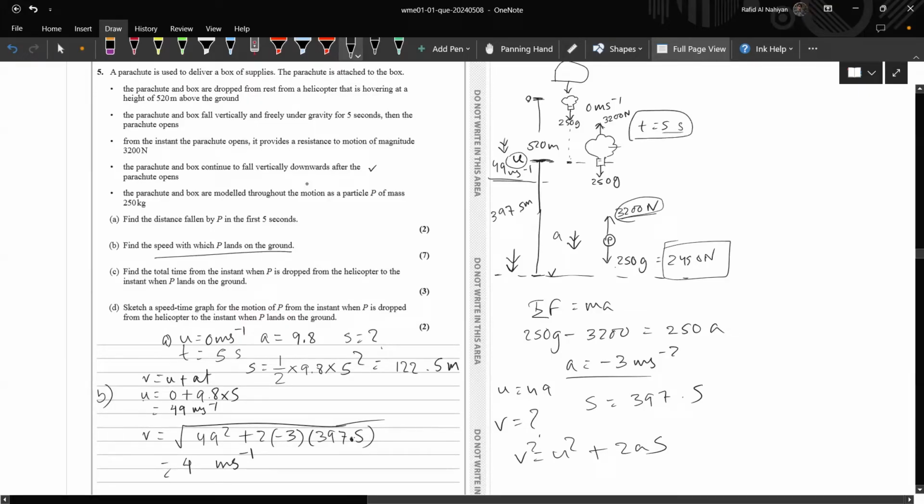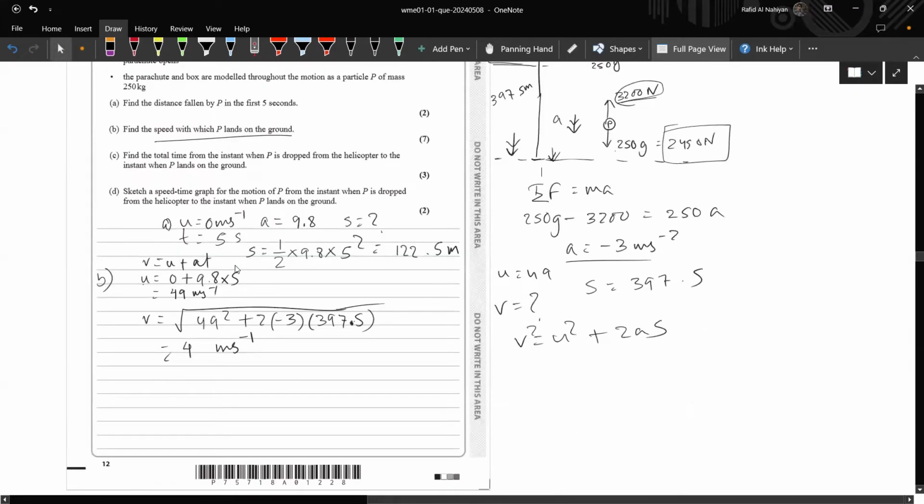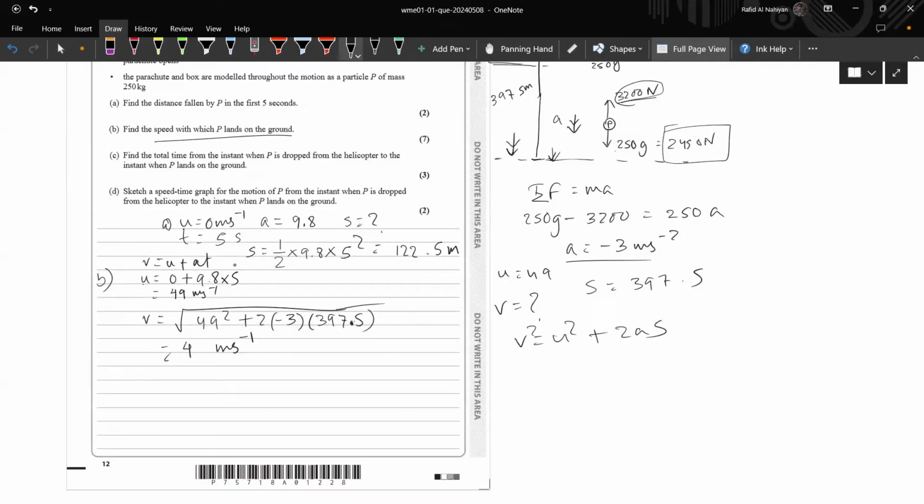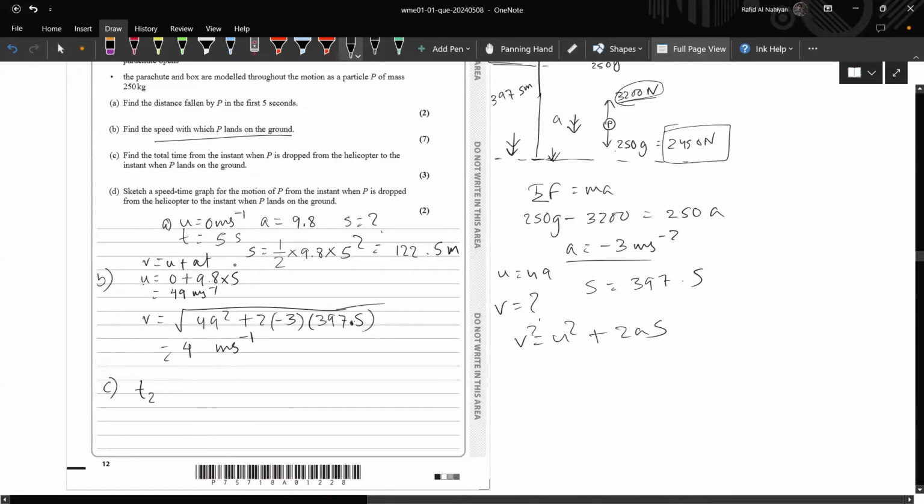So I already have T1. So I just have to find out the time it took to come from this point to the ground. Well, I know the acceleration, I know the initial velocity and the final velocity, so I can easily find out the time T2. I'll let T1 be 5, and T2 is going to be (V minus U) over a, which is (0 minus 45) divided by the acceleration, which is minus 3. That's 15.